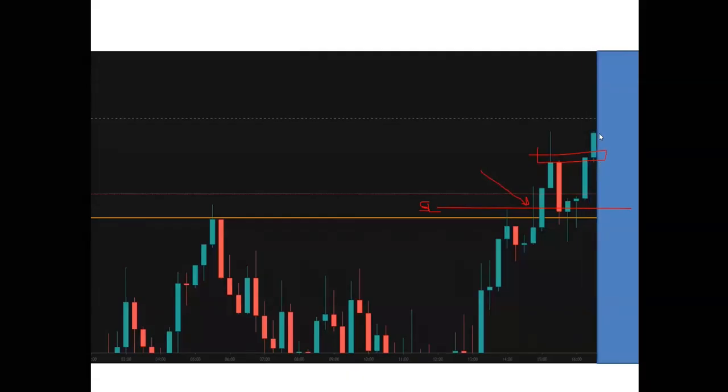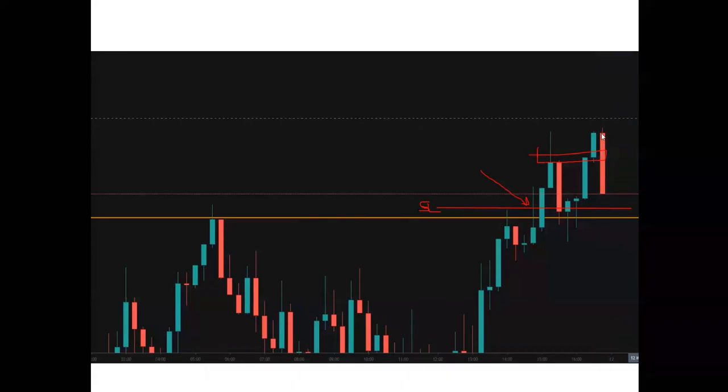See, we have a break up. It's all good. And then look what happened, right? We have a move down. So that's why it's really, really important to secure what you can and let some run with stops at break even. Because, man, the next candle could have easily gone up, right? So let's continue, move on.